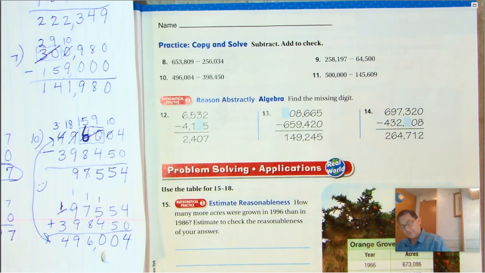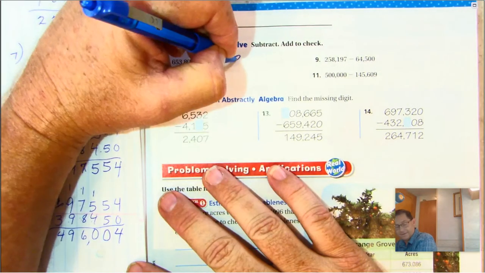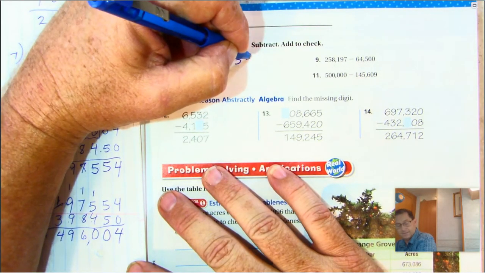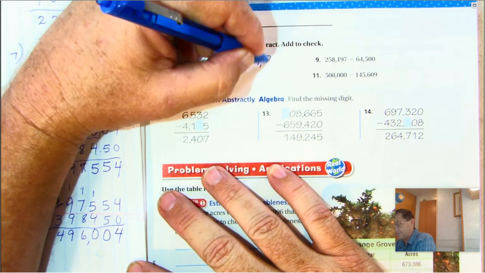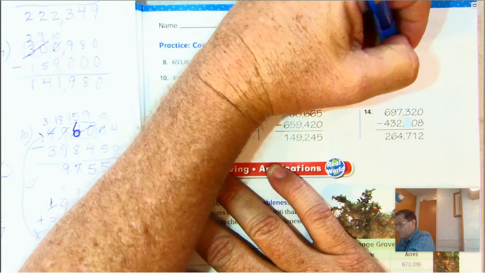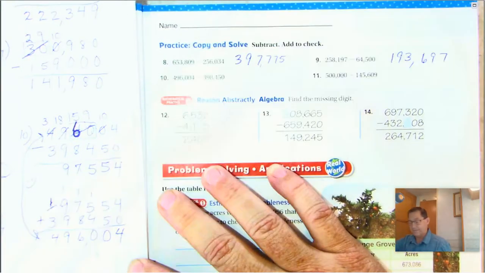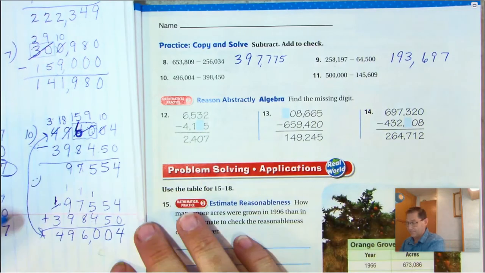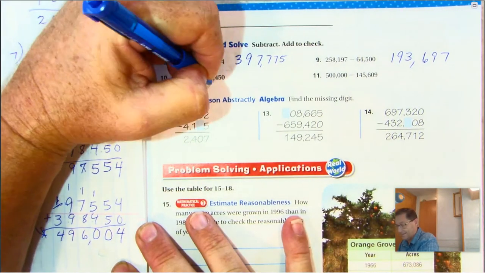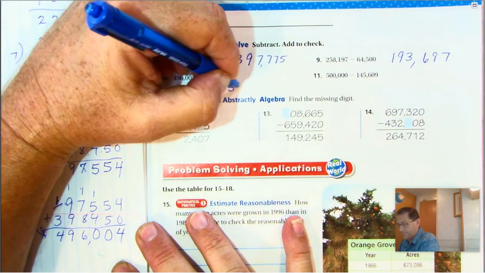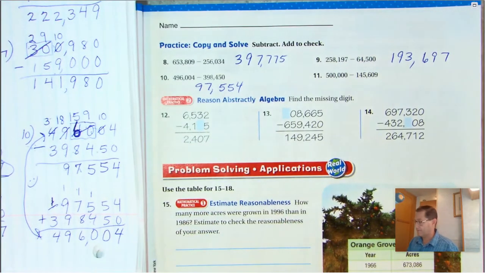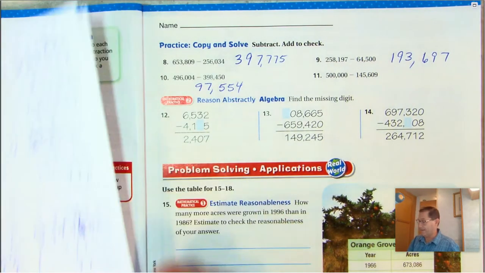So in our book, we can go ahead and write that number 8 was 397,775. Number 9 was 193,697. Number 10 was 97,554. And now we're moving on to number 11.